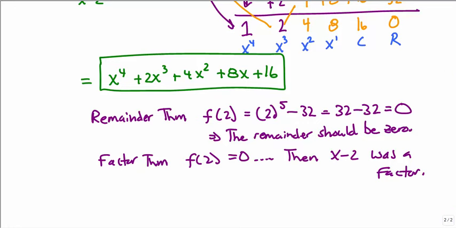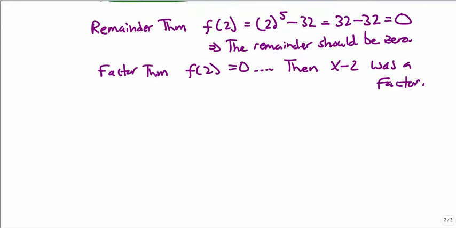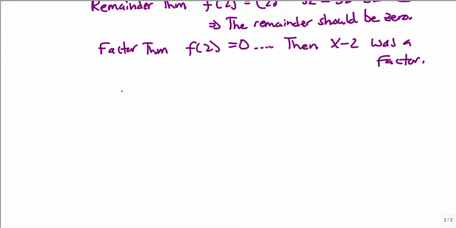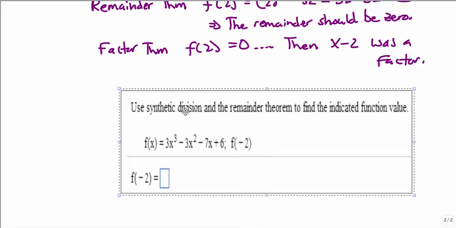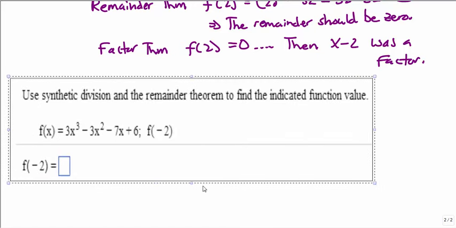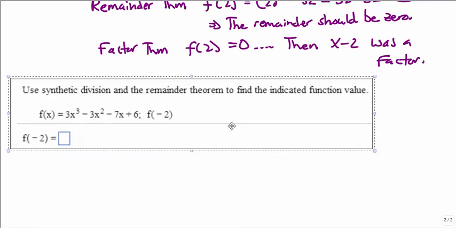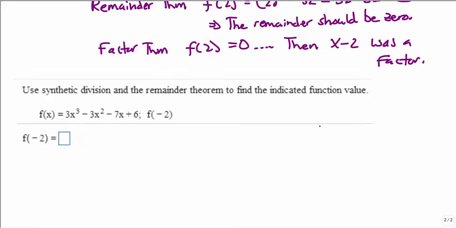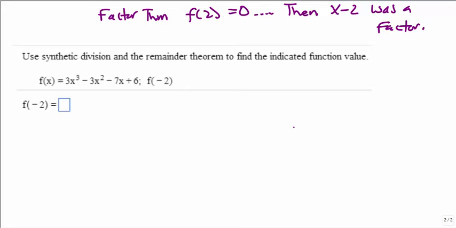Now for this problem, there's actually a couple different ways that you could work it. There's the hard way and the easy way. It's probably a good idea to use both methods, and that way you can check your work. So this one, again, is right from your MyMathLab homework, so you'll see directions just like these. It says use synthetic division and the remainder theorem to find the indicated values of the function.